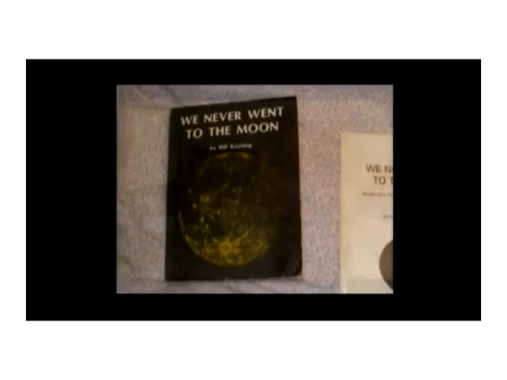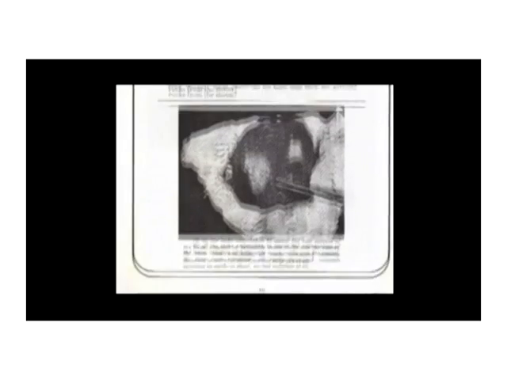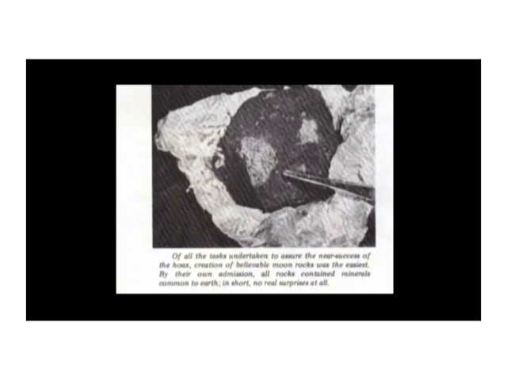The fact that moon rocks are very similar to Earth rocks was also taken into consideration by Bill Casey. As he states on page 10 of the Desert Publications issue of his book, "Of all the tasks undertaken to assure near success of the hoax, creation of believable rocks was the easiest. By their own admission, all rocks contained minerals common to Earth. In short, no real surprises at all."